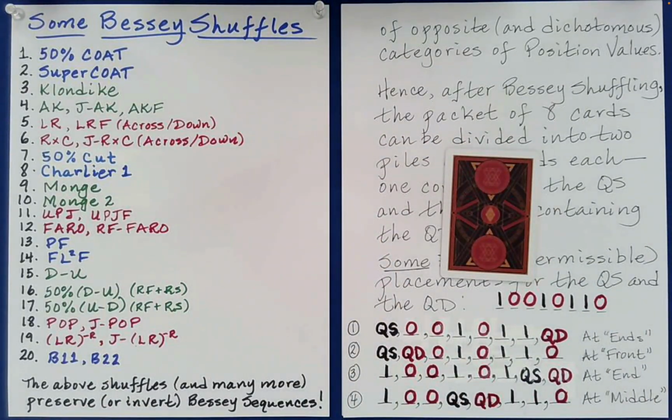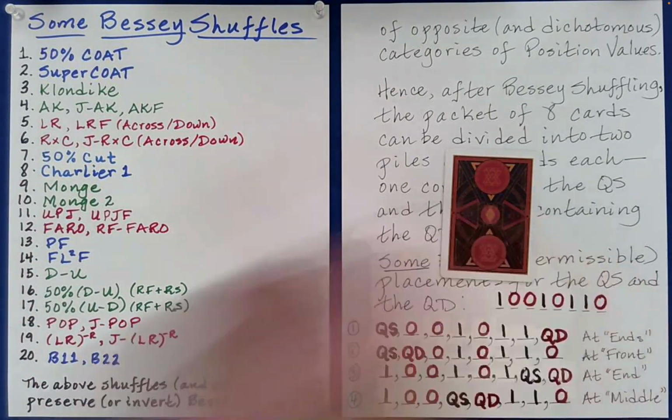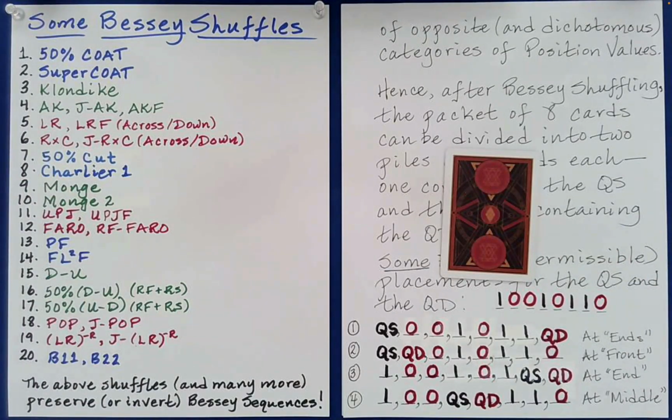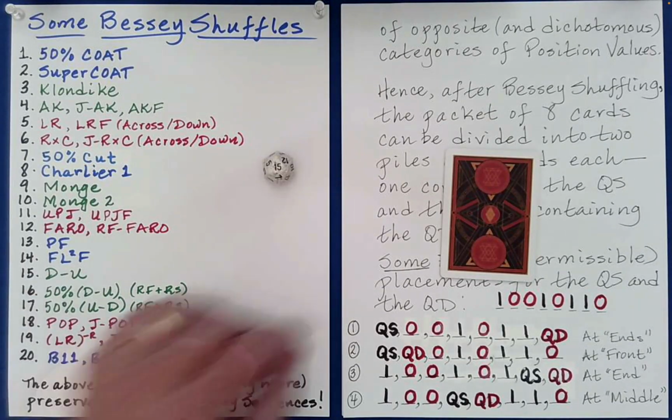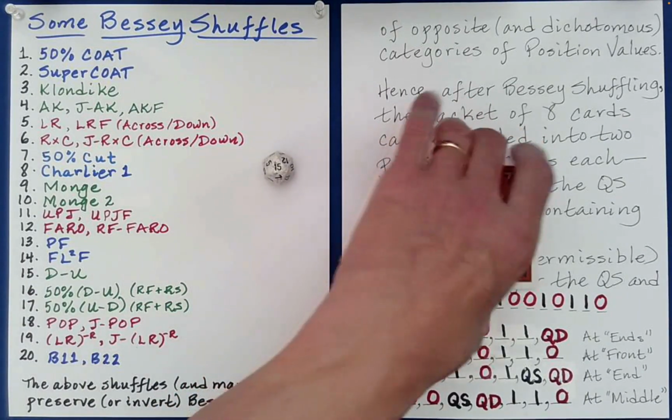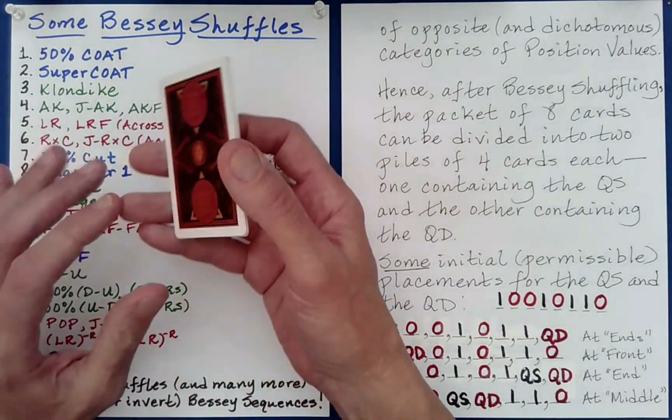Okay, and one of the other purposes for today is to go ahead and review and demonstrate some of these Bessey shuffles that preserve or invert Bessey sequences. So what we're going to do is randomly choose 4 of these shuffles to perform on this packet here. Okay, so let's go ahead and just roll our 20-sided die, and it comes up a 15. So right here, a down-under shuffle. So let's go ahead and show you how that one's done, if you don't recall.